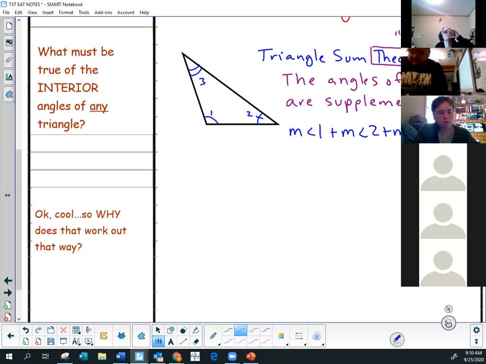I can tell why it's true. Because a triangle is half of a square, and a square adds up to 360. That's half of a circle or half of a square, the one that I had drawn on the board.